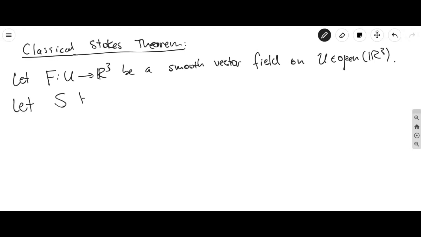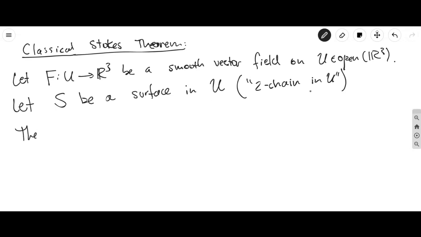Let S be a surface in U. So using our terminology, we would say it's a two-chain in U. That's the way that we would say it. But people in physics will say this is a surface in U. So then, if you were to do the surface integral over S, and it's the curl of the vector field, then that is equal to the integral over the boundary of the surface of the vector field.